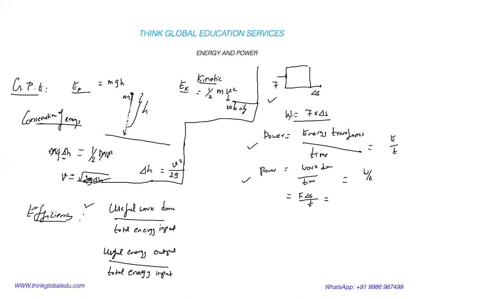Again, power is nothing but energy transferred divided by the time taken for the energy to be transferred, or work done divided by time, and work done is F multiplied by the distance the object is moved by the force, divided by time. That is power. And here kinetic energy is half m v squared and potential energy is mgh. When we equate them, we can get the velocity with which the object will be falling from a certain height.